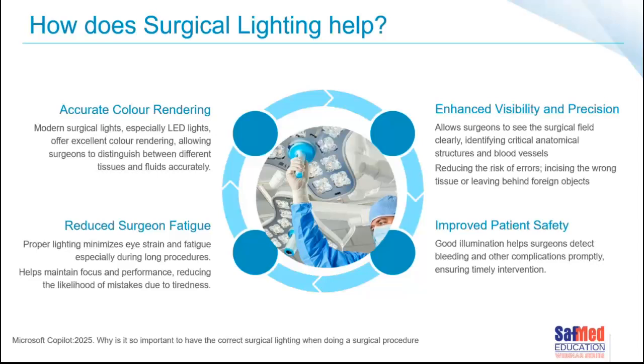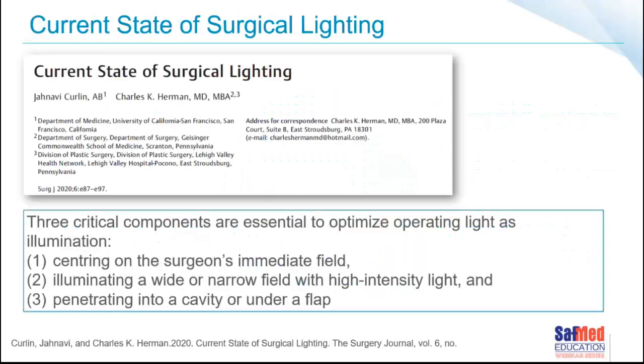Modern surgical lights, especially the LED lights, have got excellent color rendering, so that it allows the surgeons to be able to distinguish between the different tissues and the different fluids quite accurately. It makes it a little bit easier for you to see venous blood versus that coming out of an artery, which of course has a different color to it. And if we get the right color rendering index, we'll be able to see whether we've just hit a vein or an artery.